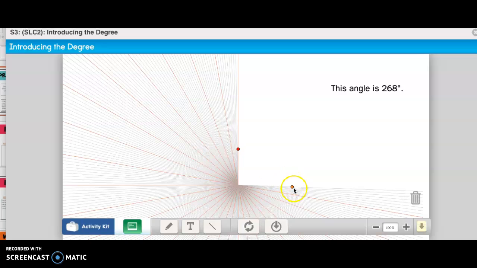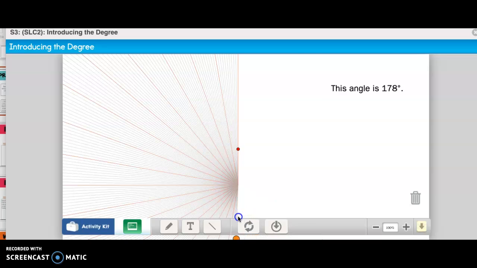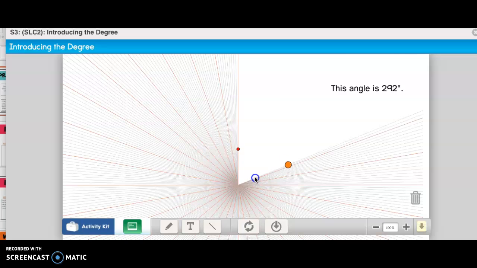This is an example of a reflex angle. All of these are different reflex angles. That is when your angle goes greater than a half turn. So any angle greater than a half turn is going to be called a reflex angle.